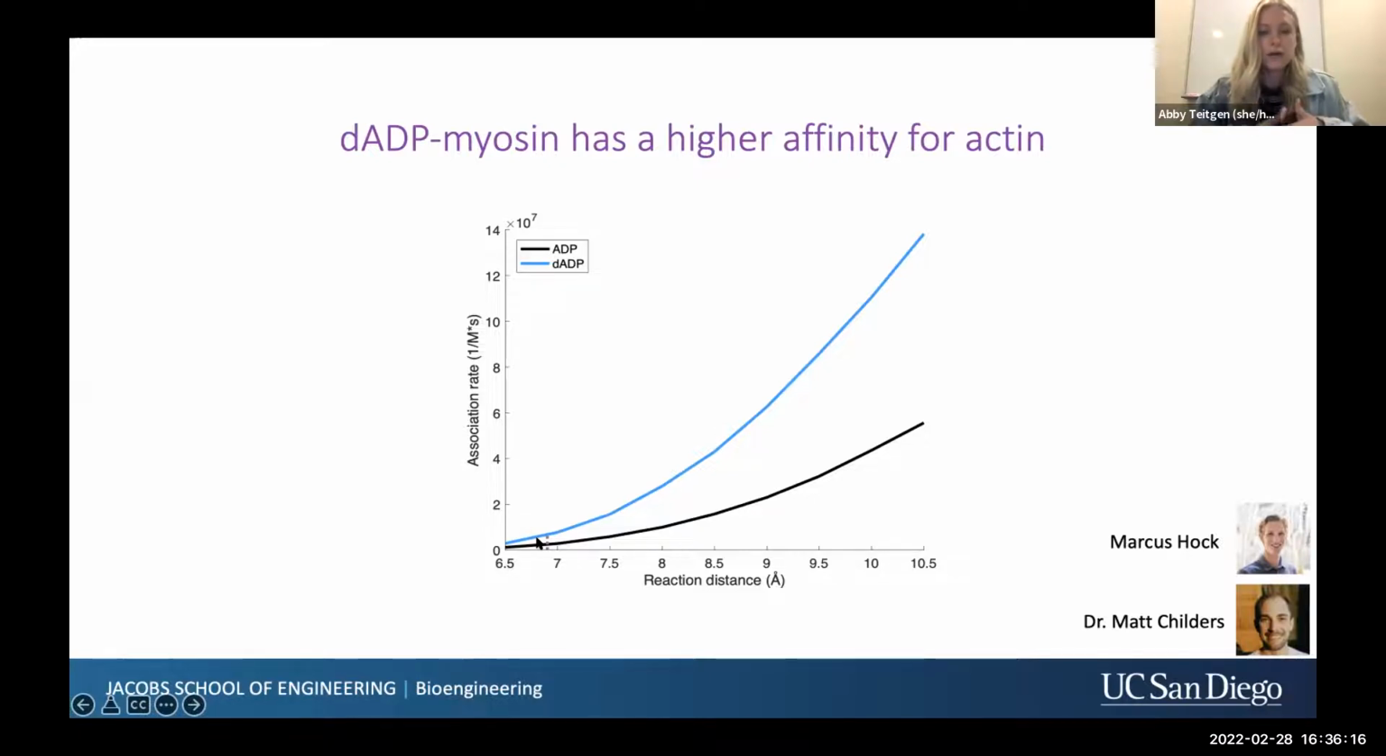And you can see that no matter what reaction distance we choose, we get a higher association rate with DADP compared to ADP. And if we specifically look at the reaction distance that corresponds to the ADP association rate experimentally measured from the literature, this corresponds to around a 2.7-fold increase in association rate for DADP.